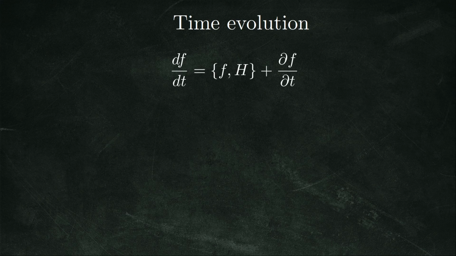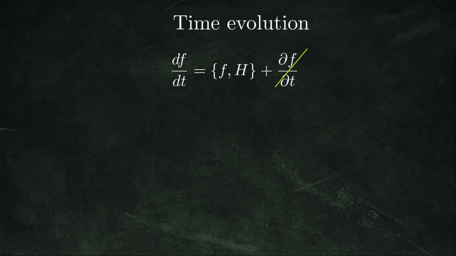So the time derivative of any function, f, is the Poisson bracket of f with the Hamiltonian plus the partial derivative of f with respect to t. Now normally, f is just a function of q and p, and it isn't explicitly a function of time. So normally, this last term is 0, because there's no explicit time dependence of f.